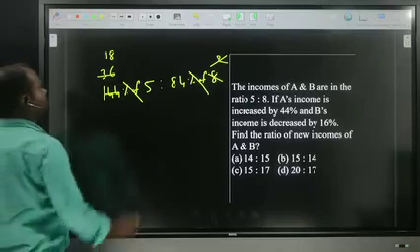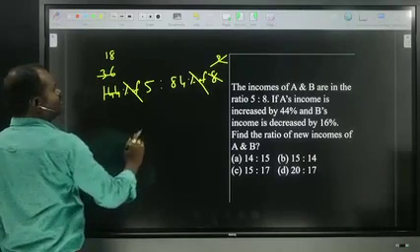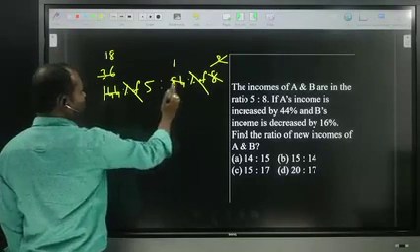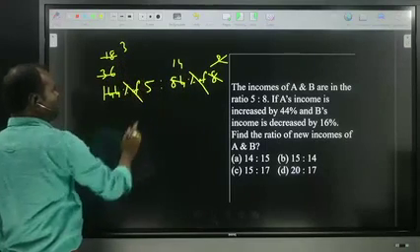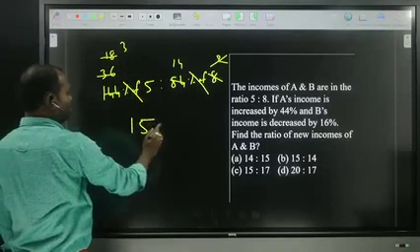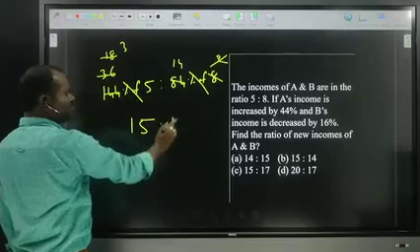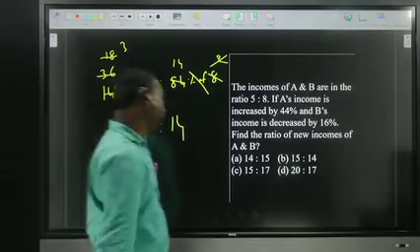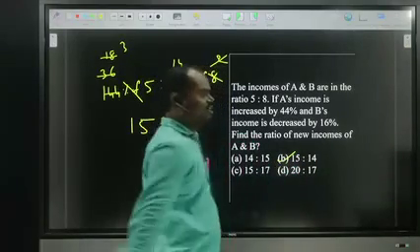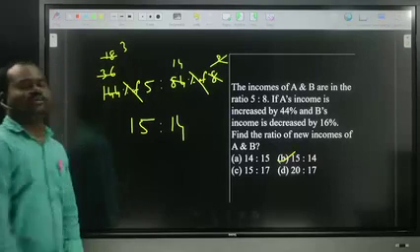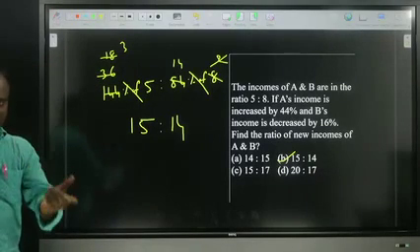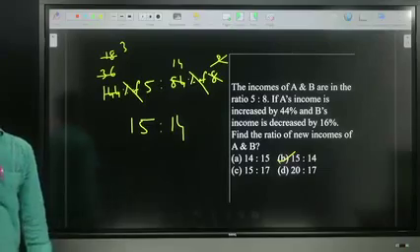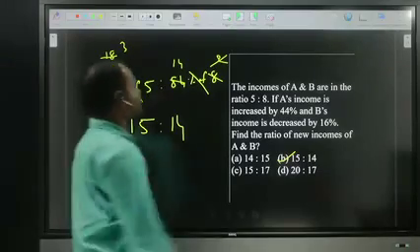Next, 6 table. 6 ones are 6, 24, 6 fours, 6 threes, 3 fives, 15, 14. 15 is to 14, option B. Answer is option B, 15 is to 14. Right? If it is increased, 100 plus; if it is decreased, 100 minus.